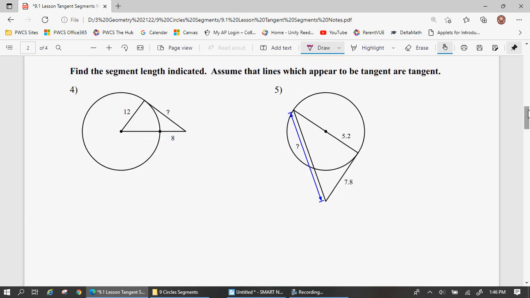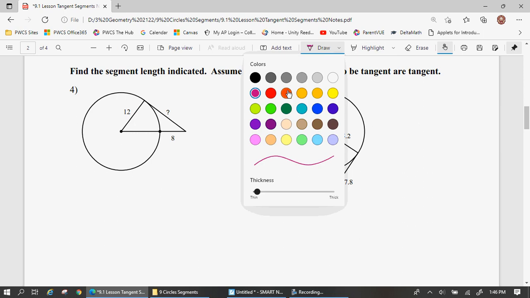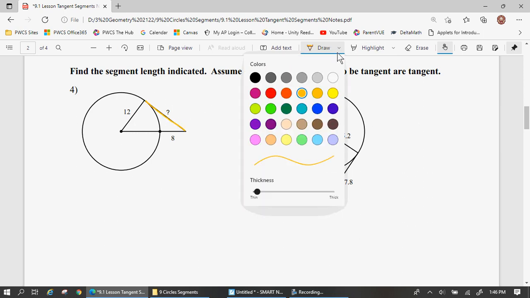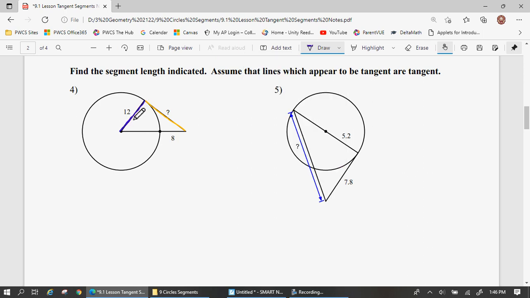There's another relationship that exists when we have tangents and when we want to talk about how long the segments are, and that is whenever we have a tangent. So here I have this tangent, and we have a radius or a diameter, like this one. This is a radius because it starts at the center and goes to the circle.